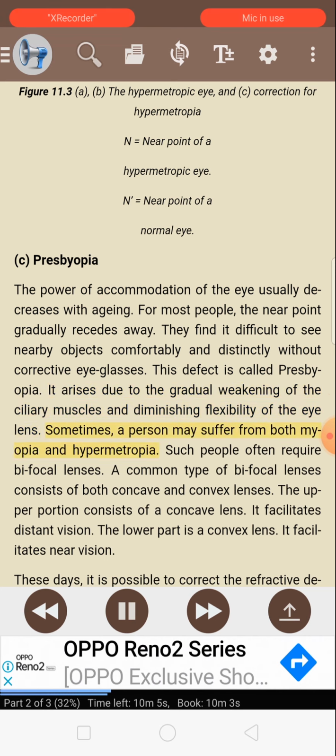Sometimes, a person may suffer from both myopia and hypermetropia. Such people often require bifocal lenses. A common type of bifocal lenses consists of both concave and convex lenses. The upper portion consists of a concave lens. It facilitates distant vision. The lower part is a convex lens.